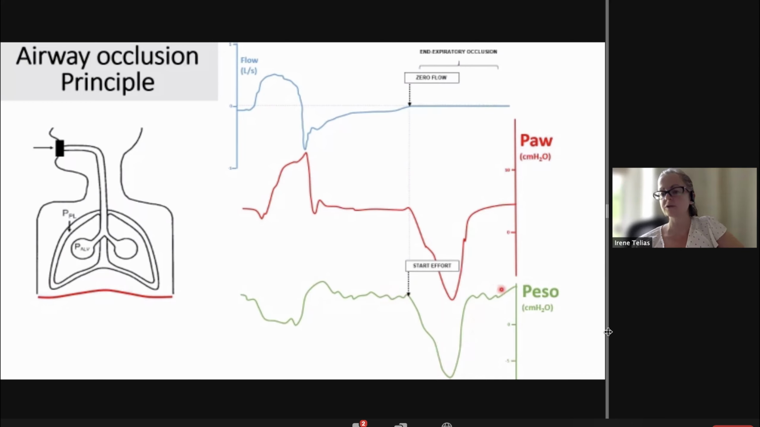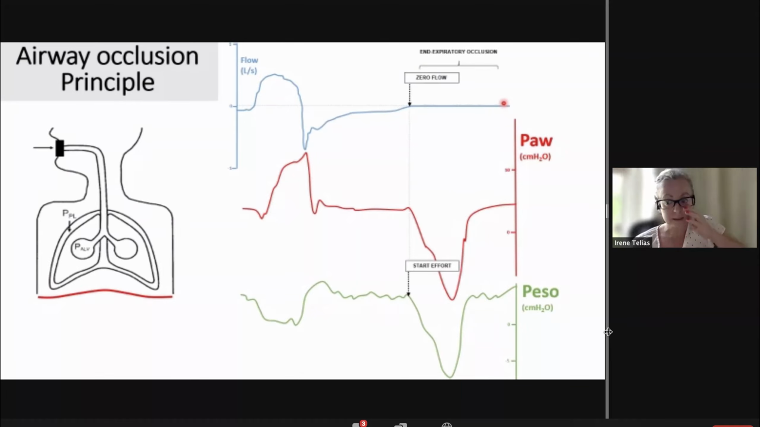There's a negative deflection in the pleural space, measured in our case with esophageal pressure, but interestingly, there is also a negative deflection in airway pressure, okay? That equals the negative deflection in esophageal pressure. So without having an esophageal catheter, we can estimate what's the negative deflection in the pleural space during the occlusion.